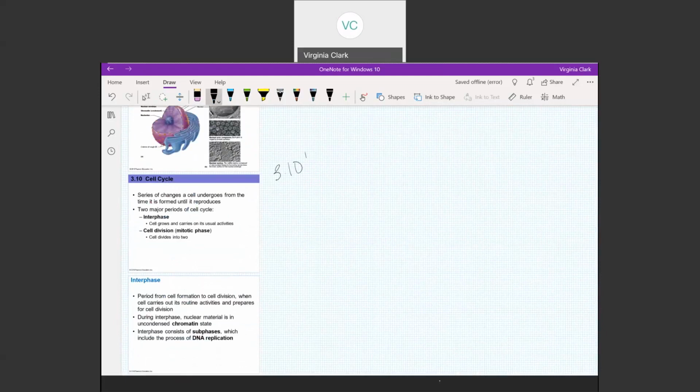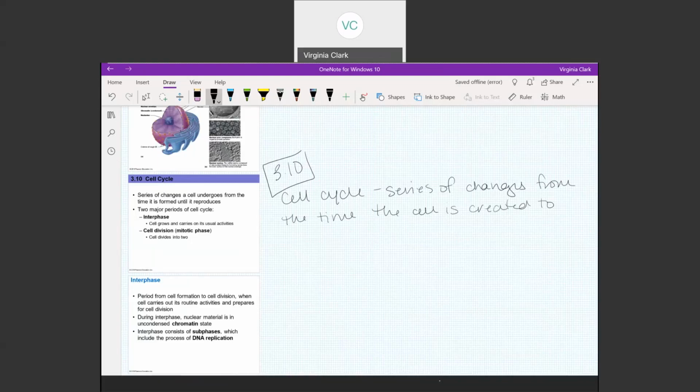What does the nucleus do? Well, the first thing it does is it's going to be responsible for the cell cycle. So the cell cycle is going to be a series of changes, and these series of changes are going to occur for a cell from the time the cell is created or formed to the time the cell reproduces. So it does not say birth and death because cells aren't born and cells don't die.